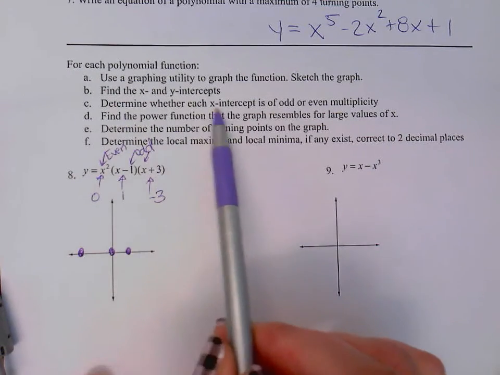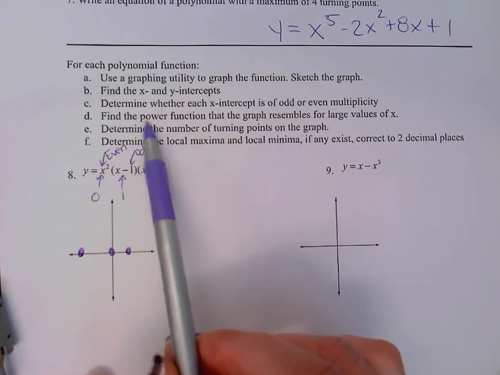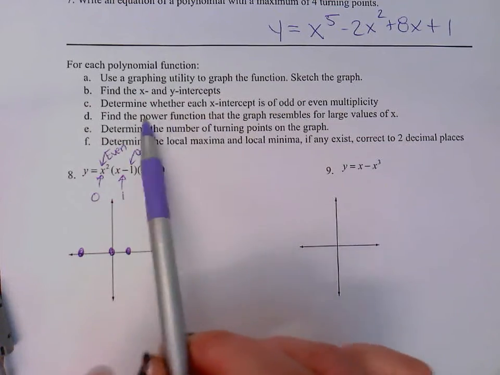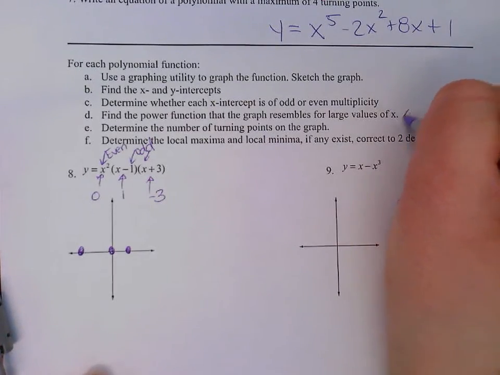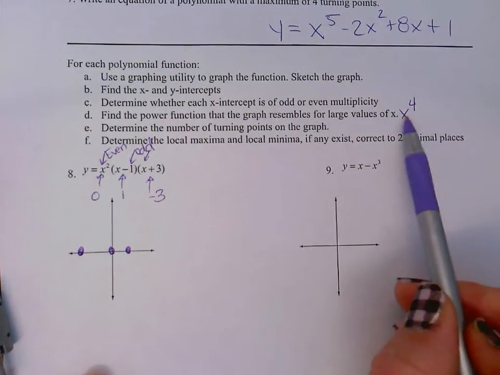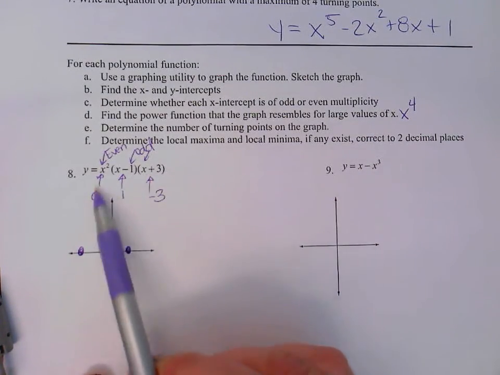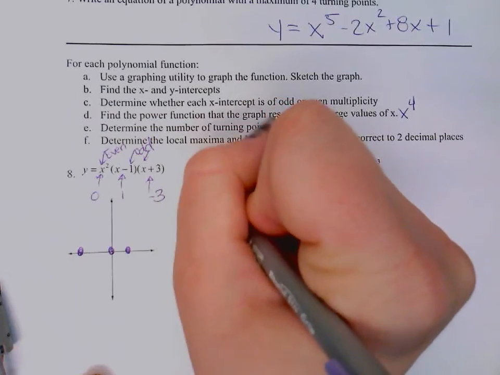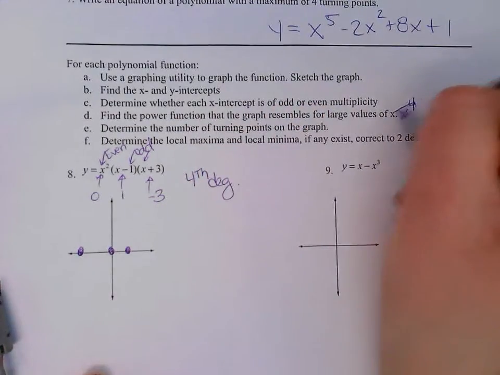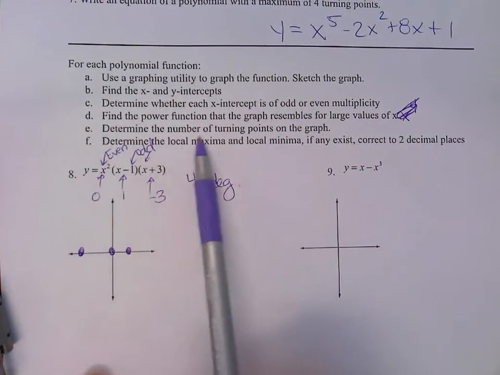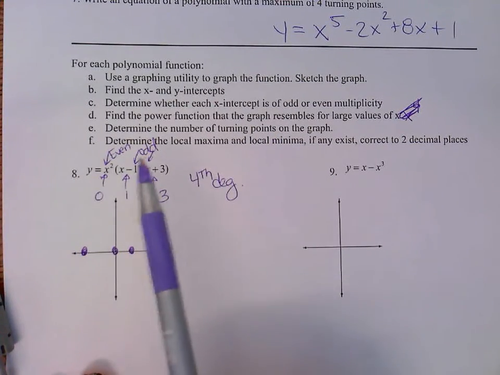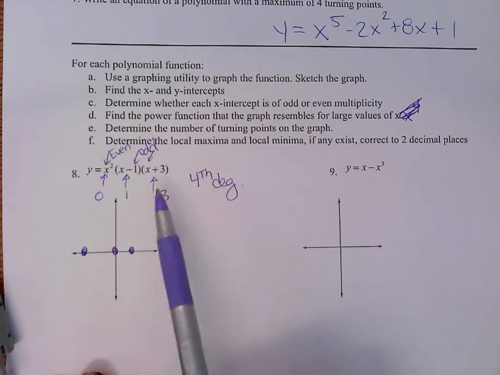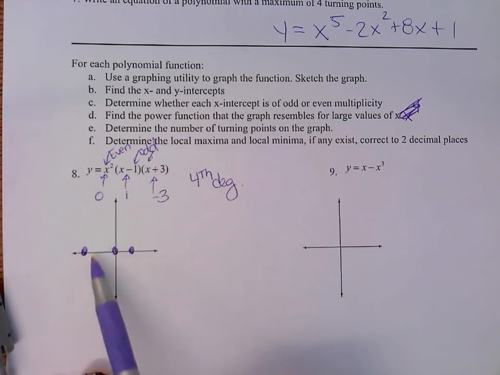Find the power function. That's another way of saying, can you find the overall degree of the function? That we said was x to the fourth. So we know this is a fourth degree. And determine the number of turning points. We're going to look at the calculator to figure out the exact number, but we can only have at most 3 turning points, right? Maximum.